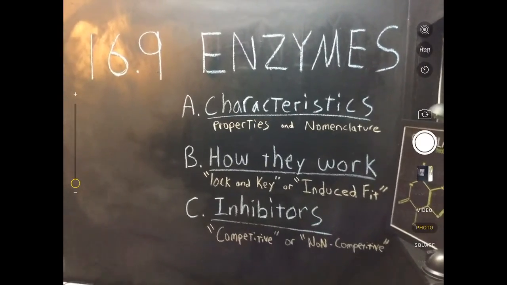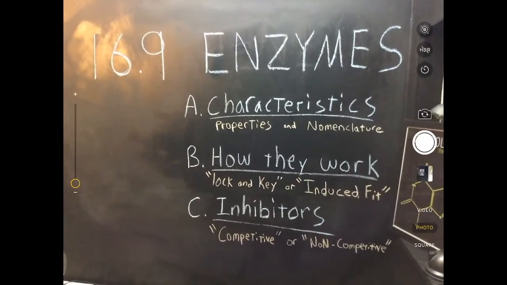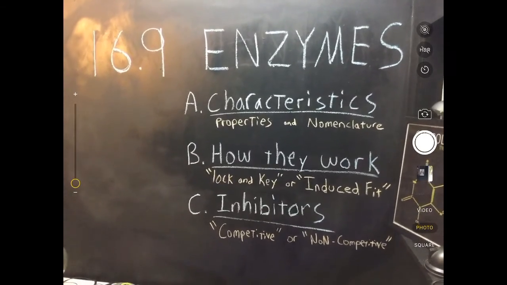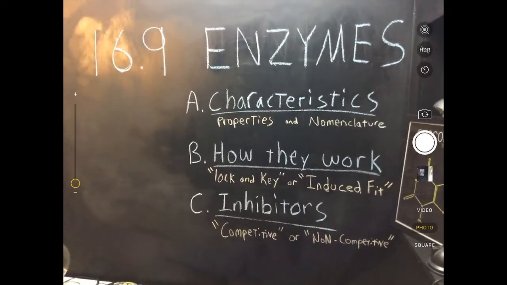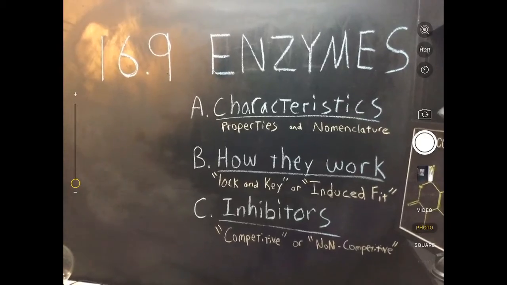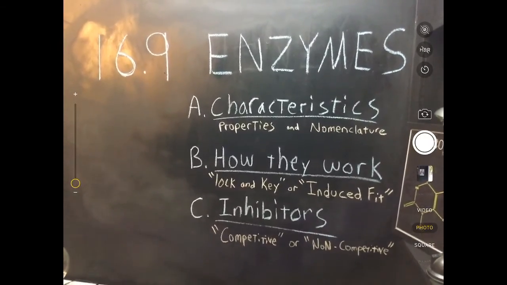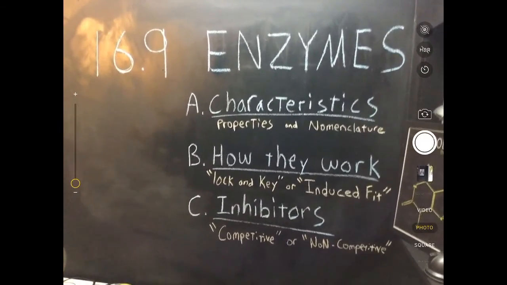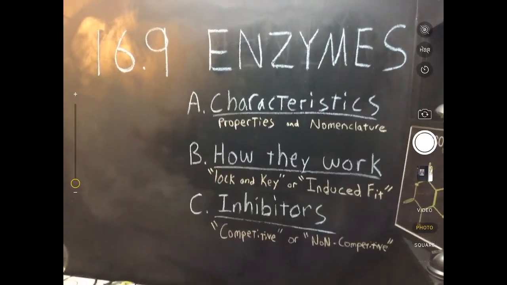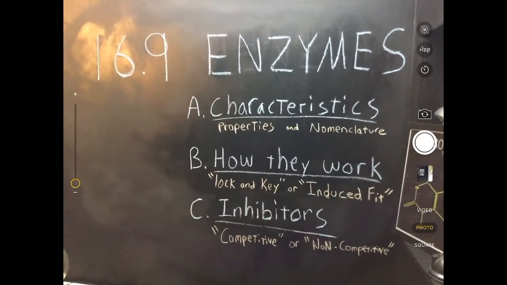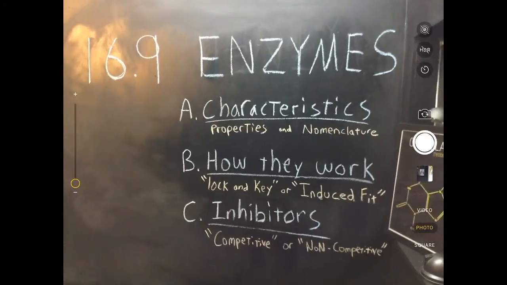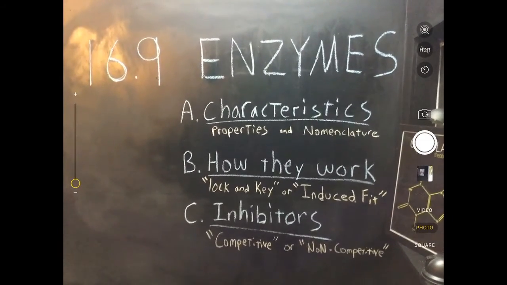And then finally, we'll spend a little bit of time talking about inhibitors and how those work on stopping enzymes from doing their work. And there's two different ways that inhibitors can work. They can be competitive, or they can be non-competitive with the substrates that the enzymes are acting on.